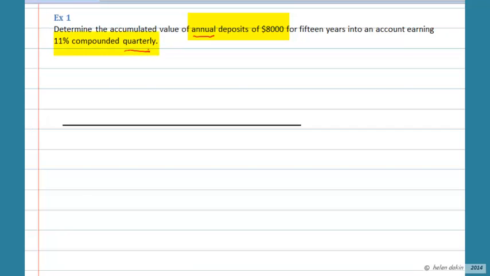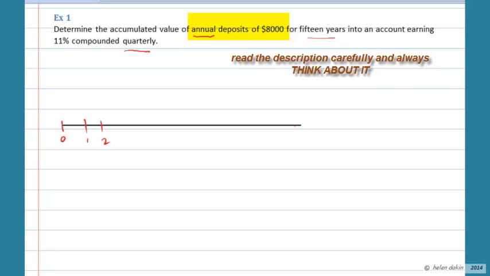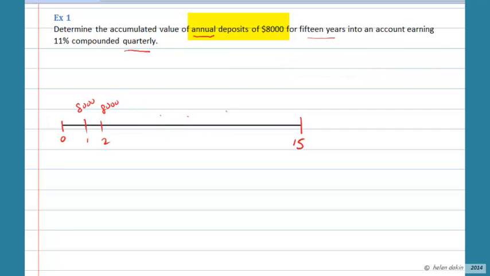However, we don't have a conflict if we decide to draw our time diagram. So let's start with a time diagram. We've got 0, 1, 2. How many deposits do we have in 15 years? Well, if they're annual deposits, we'll have 15 deposits of $8,000. The first deposit, we assume, is made at the end of the first year. So there's our $8,000 at the end of the first year, $8,000 at the end of the second year, and so on until the end of the 15th year. We've got 15 annual deposits of $8,000.